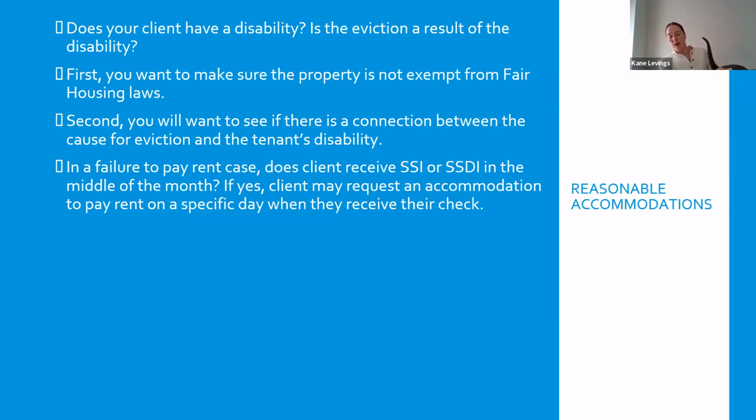So if they're getting failure to pay rent cases because their rent is late every month because they're not getting their checks until after the 5th, then you might think, okay, can we figure out a way to avoid these complaints, because the tenant is actually paying their rent, it's just late because they're not getting paid until a certain date every month.